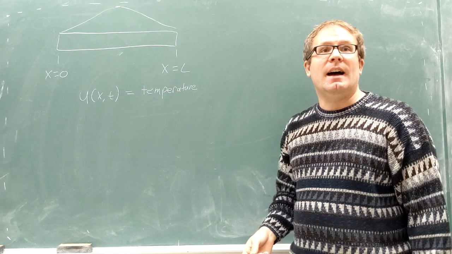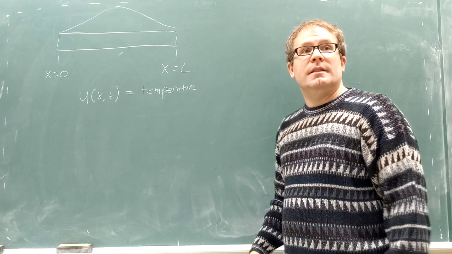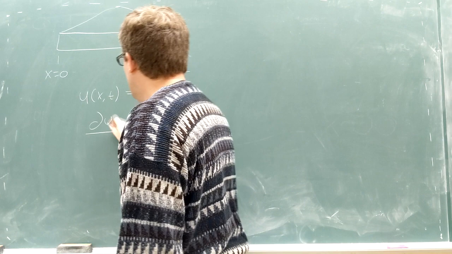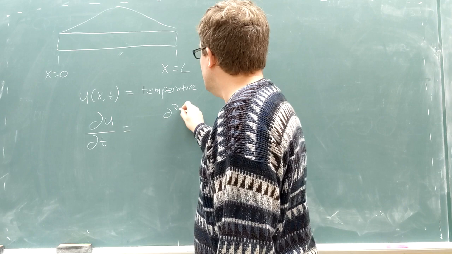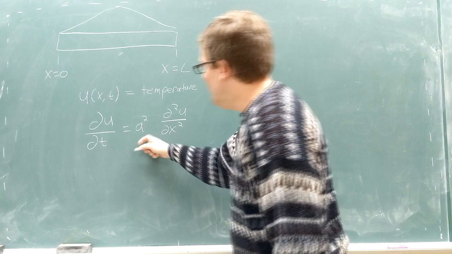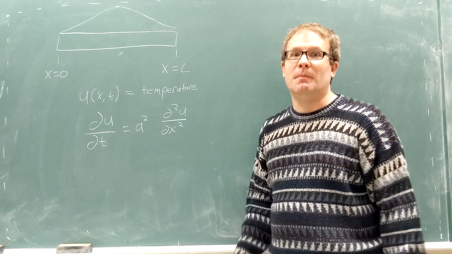The heat equation tells me that this temperature is governed by a couple of derivatives. So if I take the derivative of U with respect to time, so that's how much the temperature is changing at each point per unit time, that's going to be proportional to the second derivative of U with respect to position times a positive constant out here. It's just an a squared so that we make sure we enforce that this is a positive number over here.